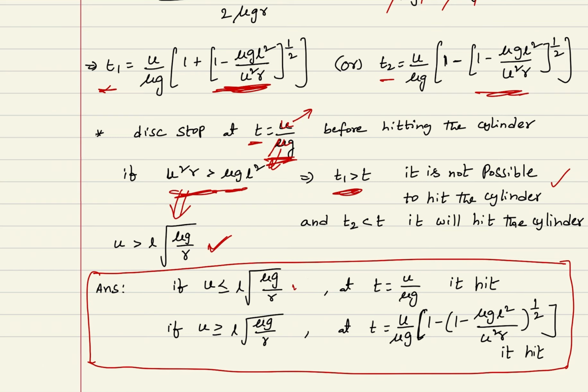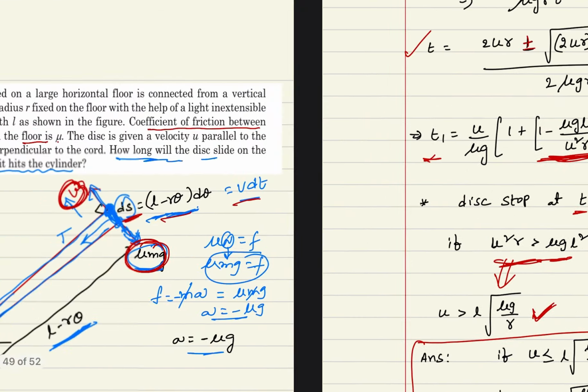Based on this, I have taken two things. If u is less than or equal to L into root over mu g by r, in this case it will hit. If u is greater than or equal to L into root over mu g by r, we can say that it will hit. These are the two cases. We can see this t2 time is hitting.